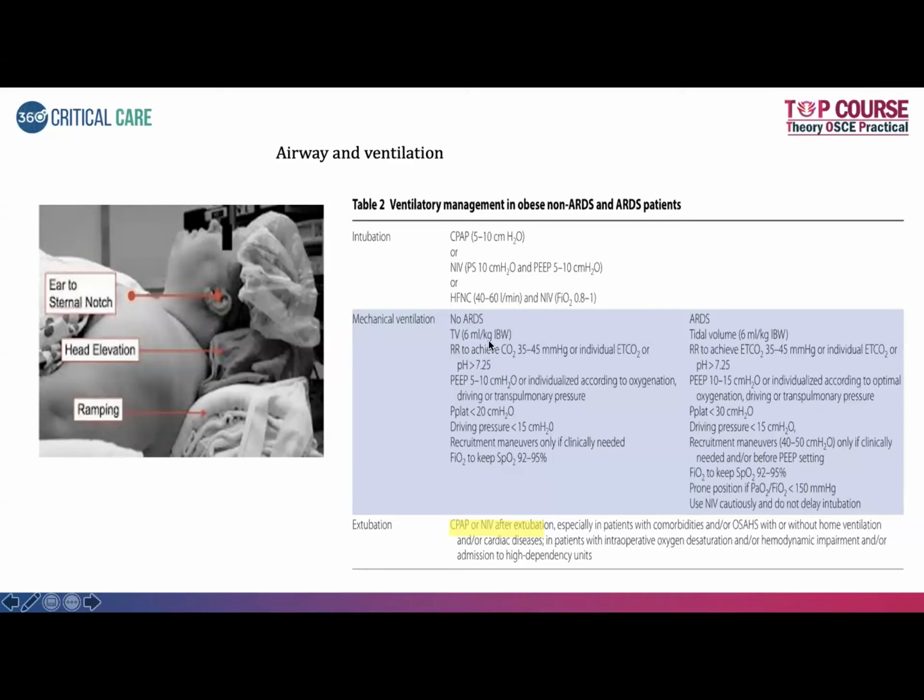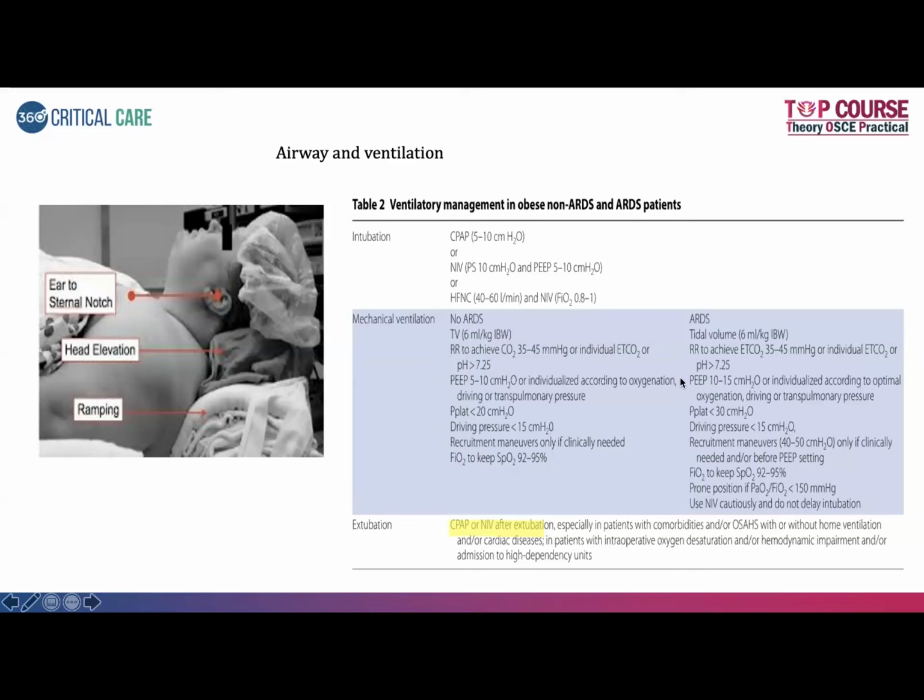So your tidal volume is for your ideal body weight. So just note the body weights for each and everything. For nutrition, it's going to be different. Everything for drug dosing, it's going to be different. So for ventilation, for your tidal volume, it's going to be ideal body weight, 6 ml per kg ideal body weight. So your targets are almost the same as you do for a normal patient.